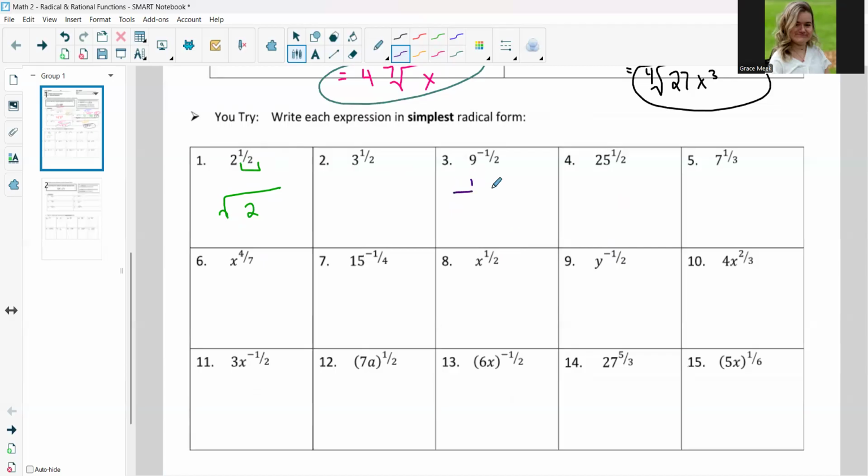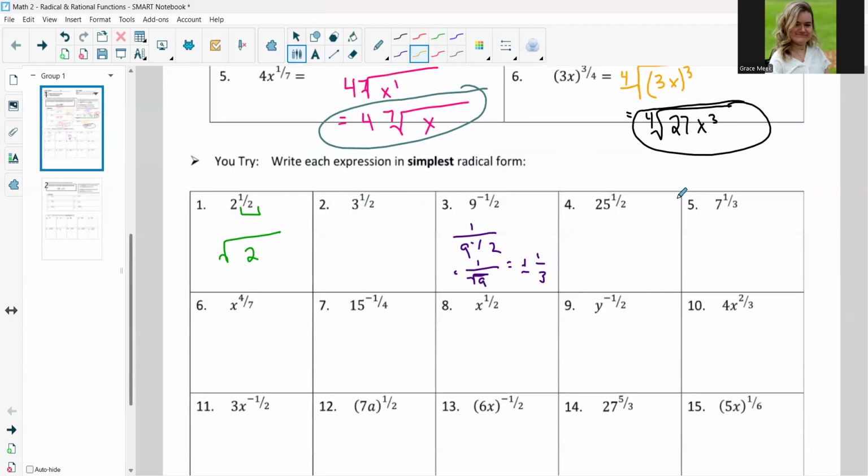So I'm going to do 1/9 to the 1/2. I'm going to rewrite it as 1 over the square root of 9. And we know square root of 9 is plus or minus 3. So it'd be plus or minus 1/3 as your final answer.